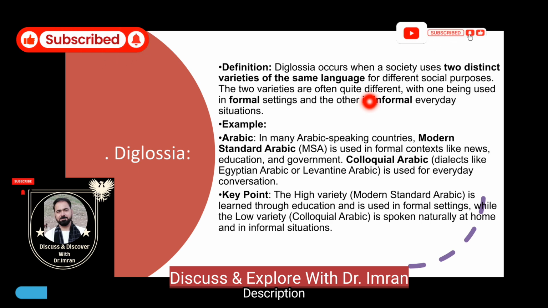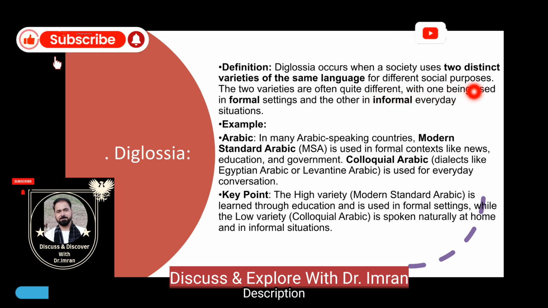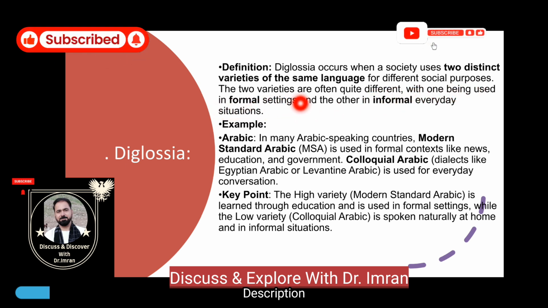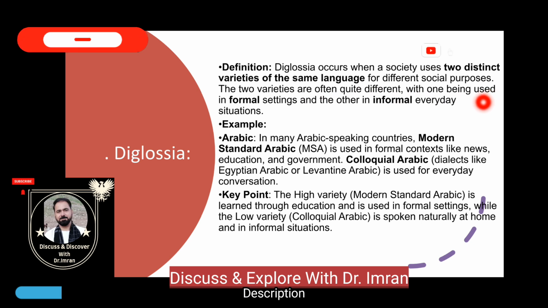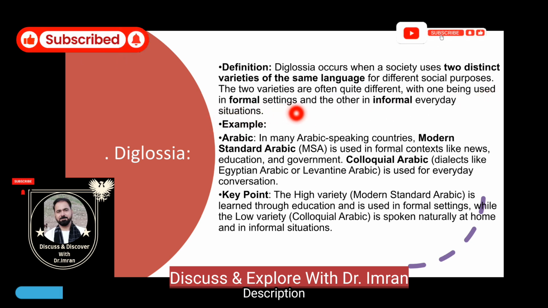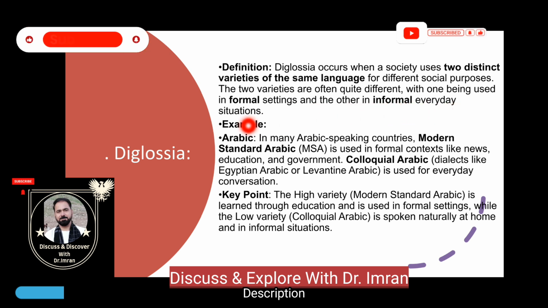Now, what is the purpose? For different social purposes. The two varieties are often quite different, right? Just keep in mind some of the things you have to remember when we are making similarity and contrast between register and diglossia. The two varieties of the same language are quite different, with one being used in a formal setting and the other in informal everyday situations.